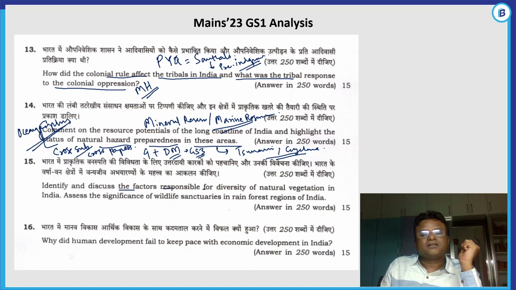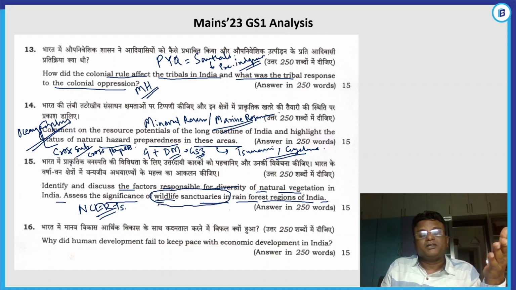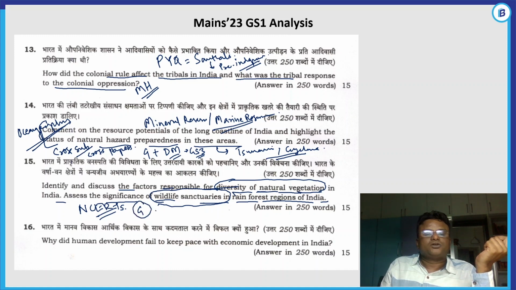Identify and discuss the factors responsible for diversity of natural vegetation in India. Assess the significance of wildlife sanctuaries in rainforest regions in India. Good question. You can answer this based on NCERTs as well. I'm sure that you have read about wildlife sanctuaries, although you may not have seen a PYQ on this. But this is pretty straightforward, right? And diversity of natural vegetation is clearly described in the basic NCERT books as well. So good question. Again, a geography question.